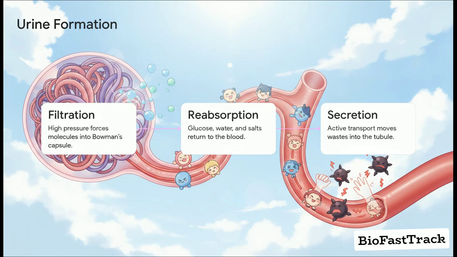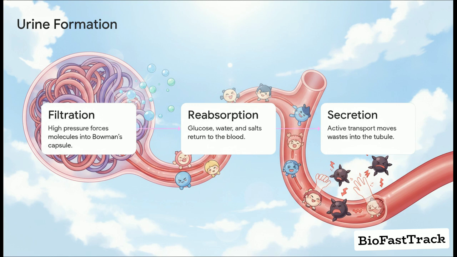So we're going to take the complex mechanism happening inside that tiny nephron and break it down into scannable, logical steps. There are 3 chronological milestones you absolutely must know. Step 1 is ultrafiltration. High blood pressure literally forces small molecules out of the capillary knot, that's the glomerulus, and into the Bowman's capsule to form a filtrate. Step 2 is selective reabsorption. Now, the body isn't foolish. It actively returns useful things like glucose, water, and essential salts back into the blood so they aren't lost. Finally, step 3, tubular secretion.